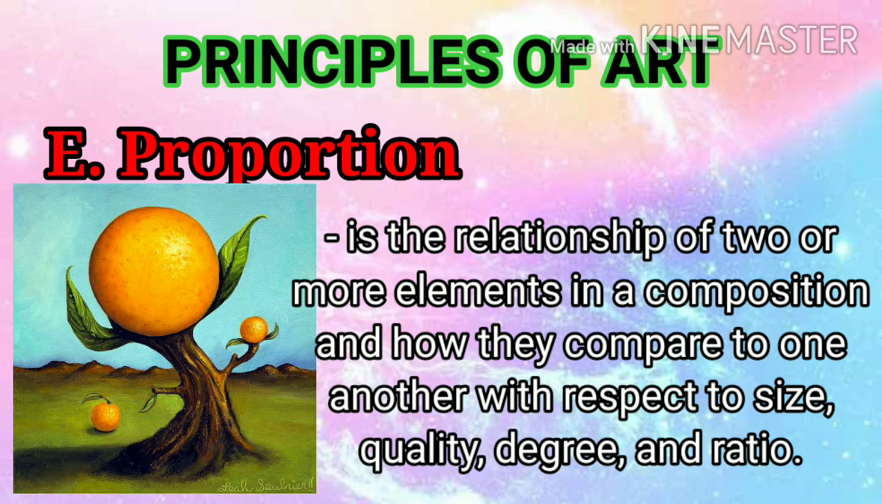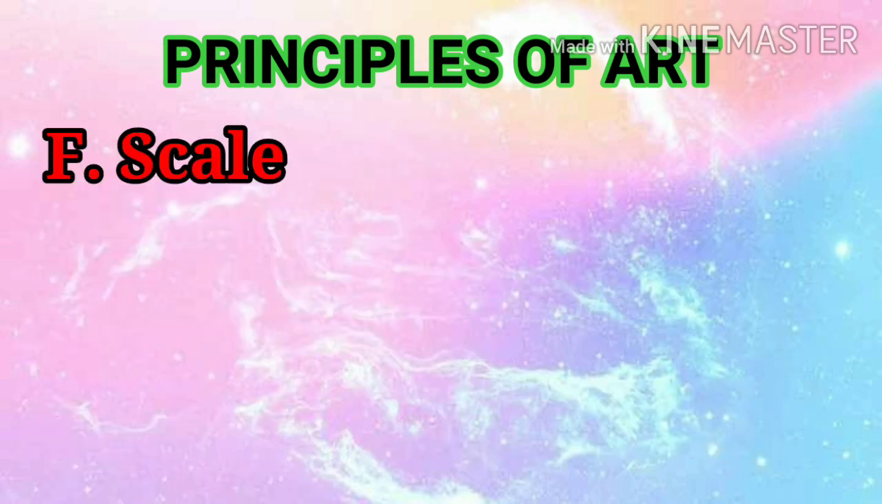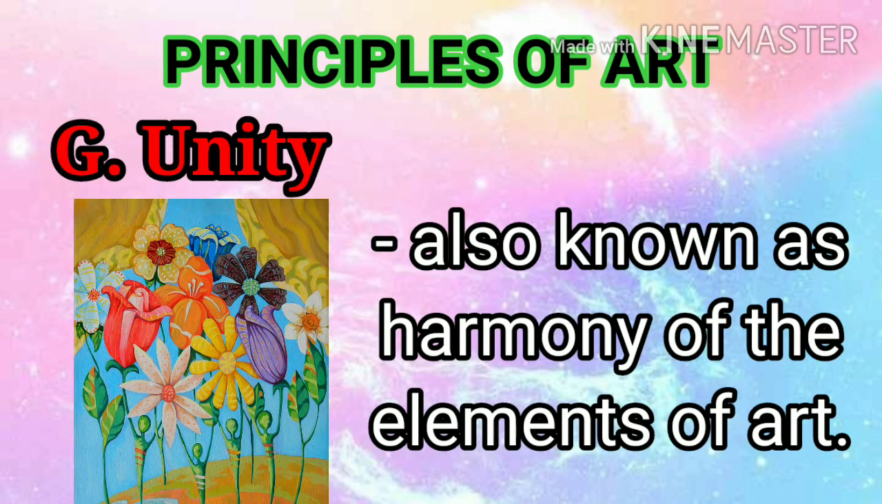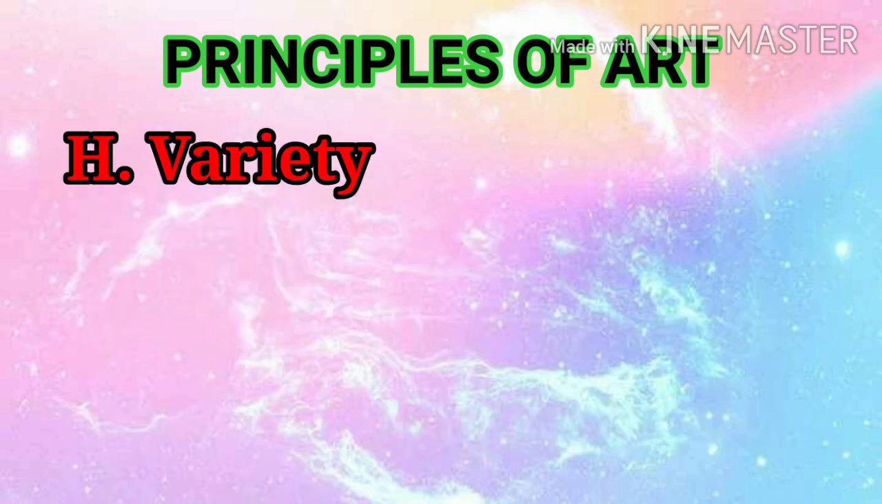Proportion is the relationship of two or more elements in a composition and how they compare to one another with respect to size, quality, degree, and ratio. Scale refers to the size of an object in relationship to another object. Unity, also known as harmony of the elements of art. When these elements are put together harmoniously, it will be more pleasing to the eyes.